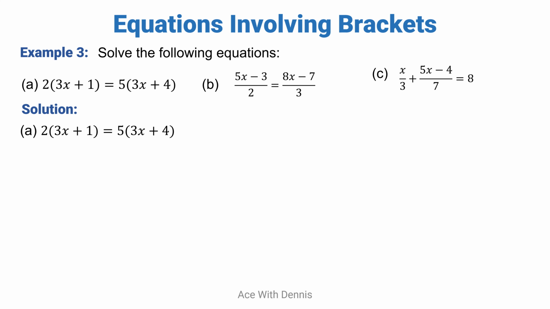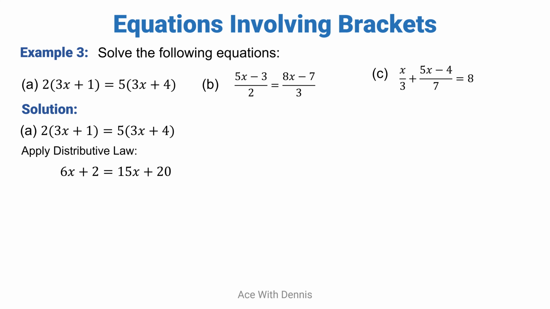So here's the solution. For A, 2 bracket 3x plus 1 equals 5 bracket 3x plus 4. So you have to treat this bracket as multiplication, which means 2 times 3x plus 1 equals 5 times 3x plus 4. Now the next thing we have to do is apply the distributive law, where 2 times 3x becomes 6x, 2 times 1 becomes 2. Similarly, at the right hand side, 5 times 3x is 15x, 5 times 4 is 20. So the equation becomes 6x plus 2 equals 15x plus 20.